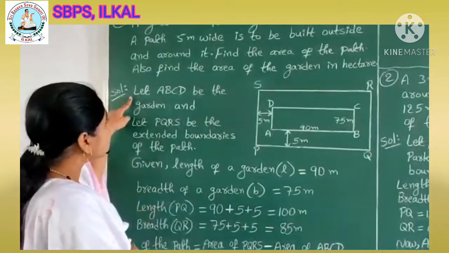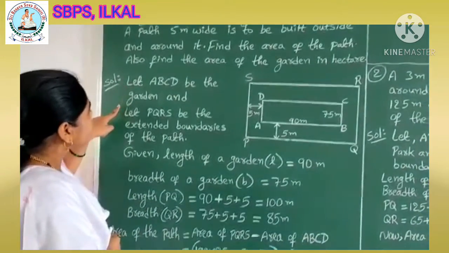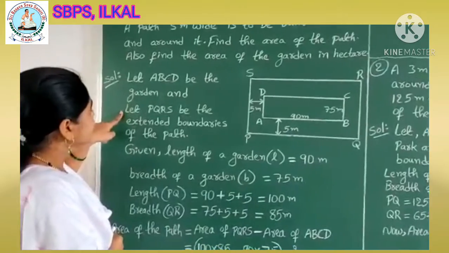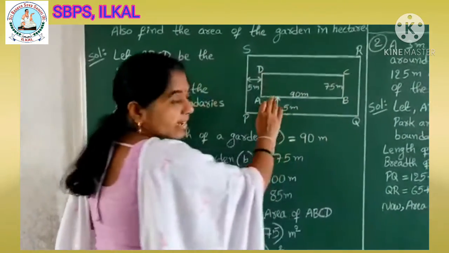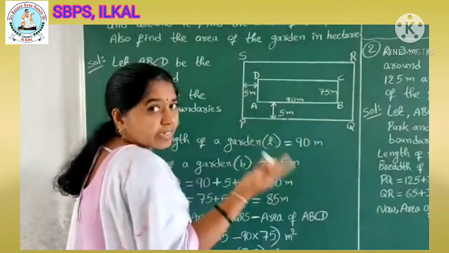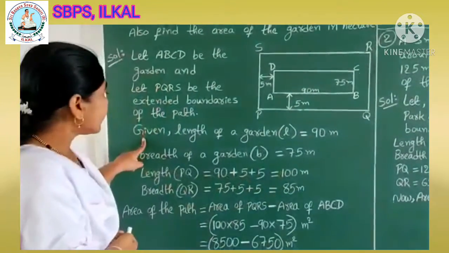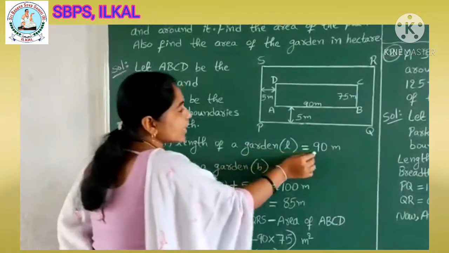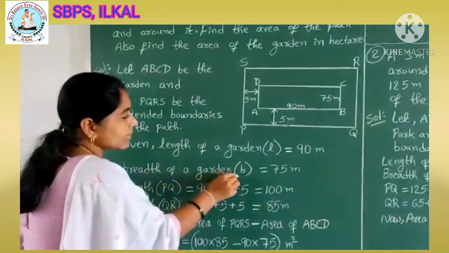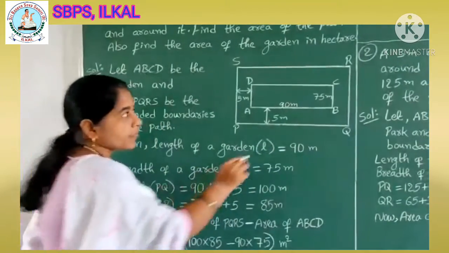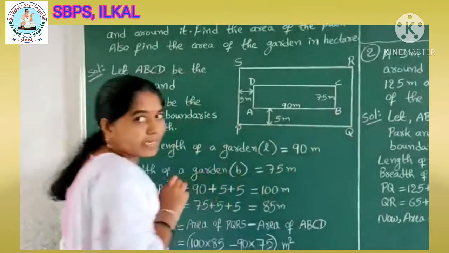Solution. Let ABCD be the garden and let PQRS be the extended boundaries of the path. If we consider ABCD as the garden, PQRS will be the extended boundaries. Given length of the garden L is equal to 90 meter. Breadth of the garden B is equal to 75 meter.